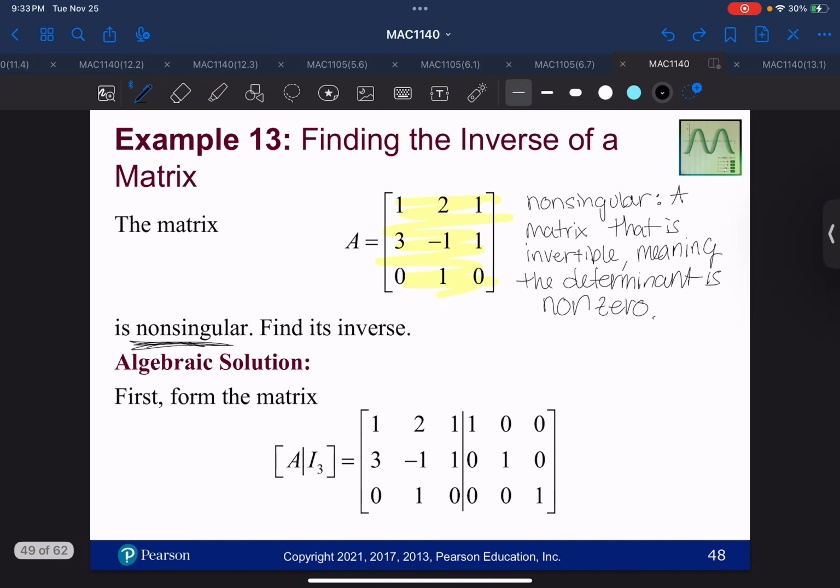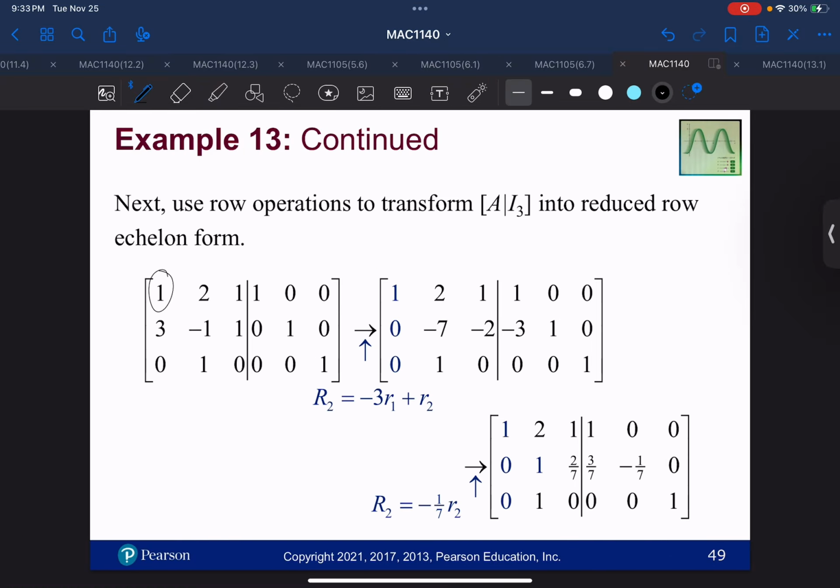Okay, so the first thing I want to do is make sure this is 1, but it's already 1, so that's great. So now I can move to the entry below it and get this 3 equal to 0. So I am going to multiply row 1 by -3 and add it to row 2. I'm talking about this whole row 1. So I'm multiplying row 1 by -3, the whole thing, and I'm adding it to row 2 to get a new row 2.